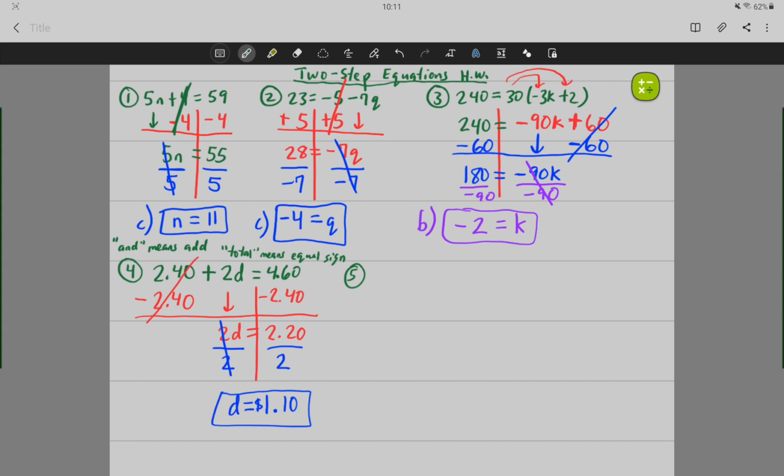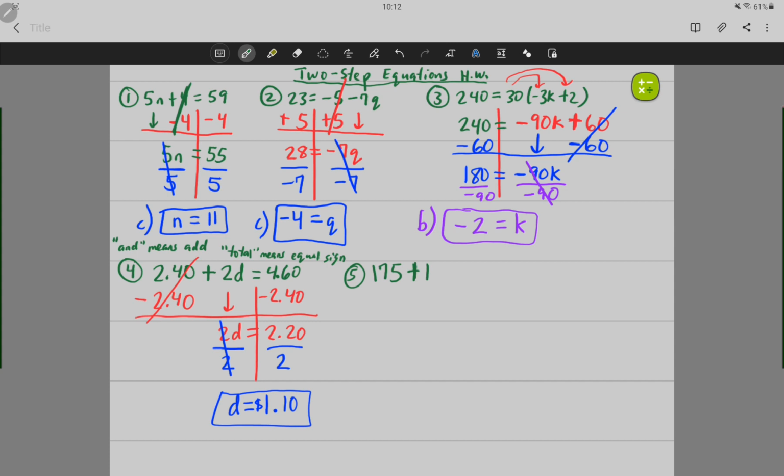So again, take it step by step, piece by piece. First thing, the marina charges $175 for materials. So we write 175. And, oh, there goes our word and again. You know that means plus.